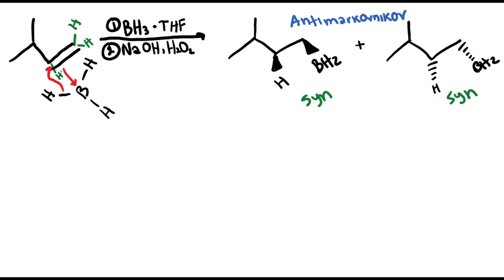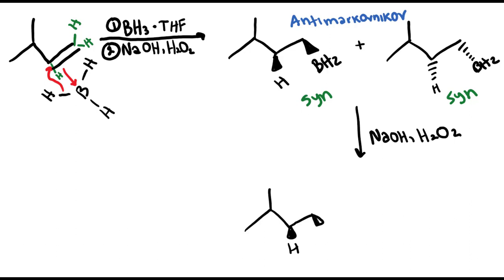The next step with the NaOH and H2O2 is going to allow us to replace the BH2 with an OH group. You don't really need to know the mechanism for this step. You just want to know that the stereochemistry is going to stay the same, and we're going to replace the BH2 with an OH. So because the first hydrogen here is on a wedge and the BH2 is also on a wedge, our OH group is going to add on a wedge. And then for the second product, where the hydrogen and the BH2 are on dashes, we are going to add our OH on a dash. So these are going to be the two products that we get.